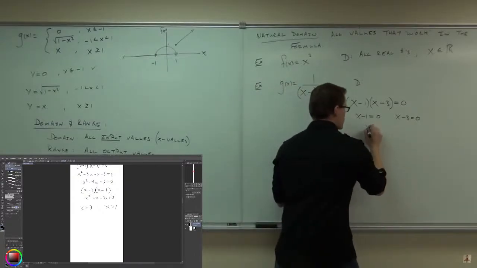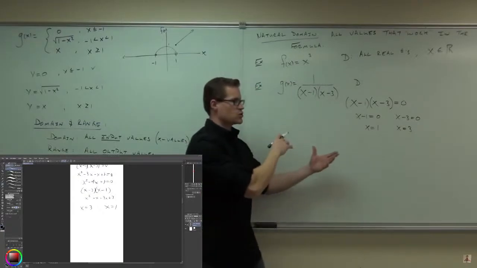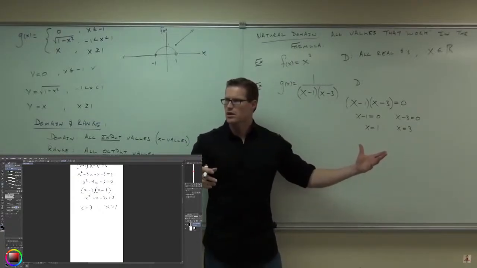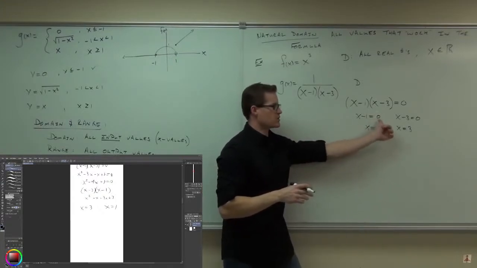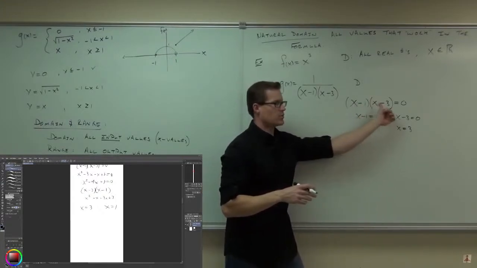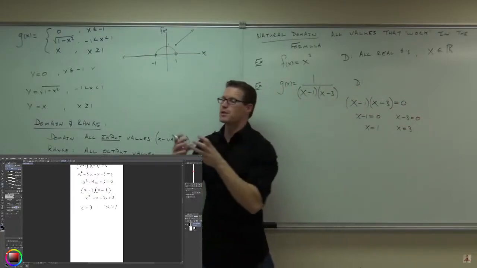If I solve those, I'm going to get your answers of 1 and 3. Mathematically, that's what you're doing right here. Do you guys see what you're doing? You're saying, I can't plug in 1, I can't plug in 3, because if I do, bam, it's going to give me 0. And even if I multiply by something, it's still going to give me 0. And I know I can't have 0 on the denominator of any fraction.